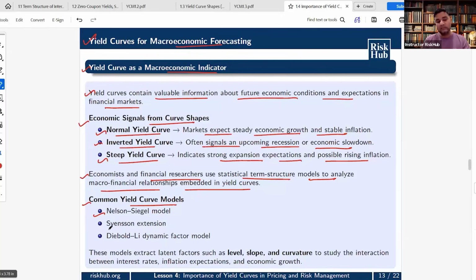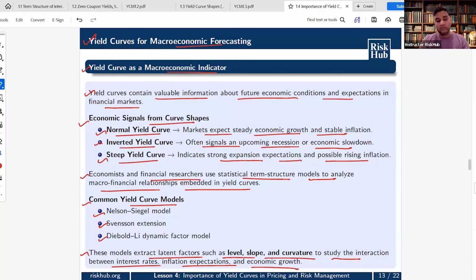Economists and financial researchers use statistical term structure models to analyze macro-financial relationships embedded in the yield curve. Common yield curve models: Nelson-Siegel model, Svensson model, Diebold-Li dynamic factor model. These models extract latent factors such as level, slope, and curvature to study the interaction between interest rates, inflation expectations, and economic growth, right? So remember that point. The slide moves from the balance sheet to the economy: the curve shapes carry information about future conditions, three shapes, and their standard readings.